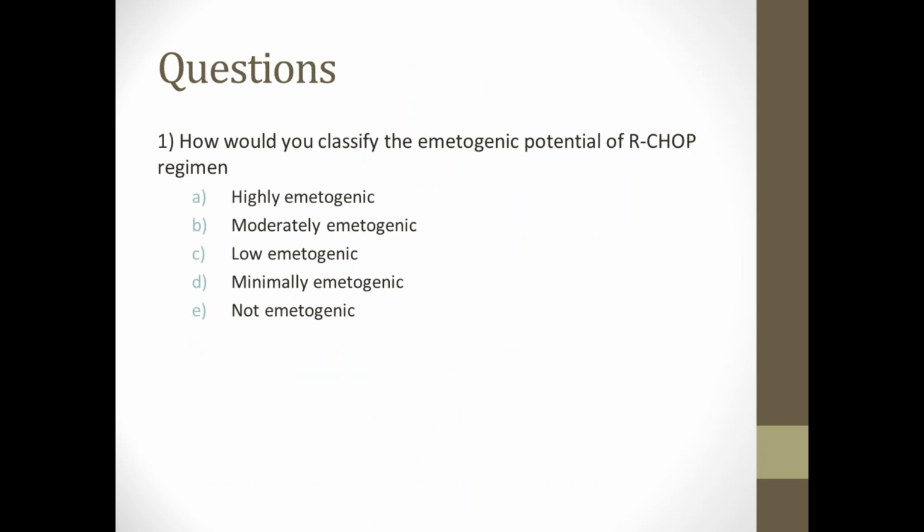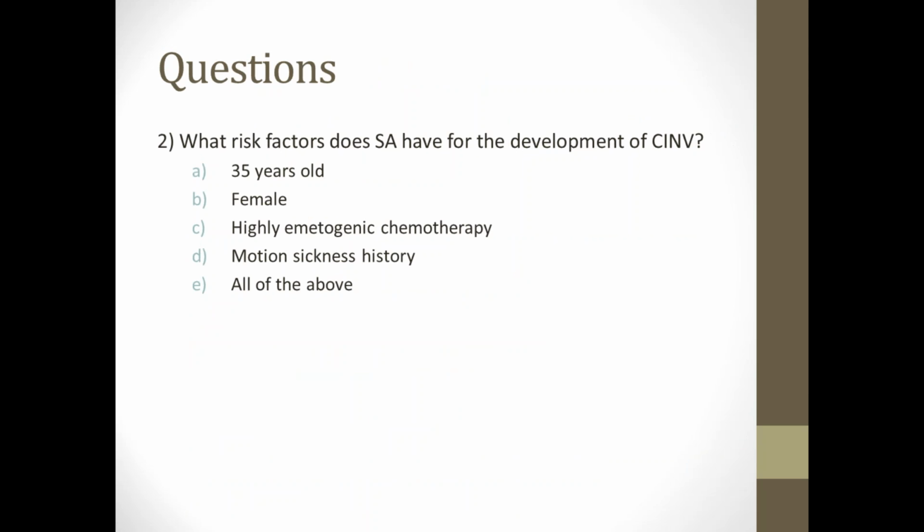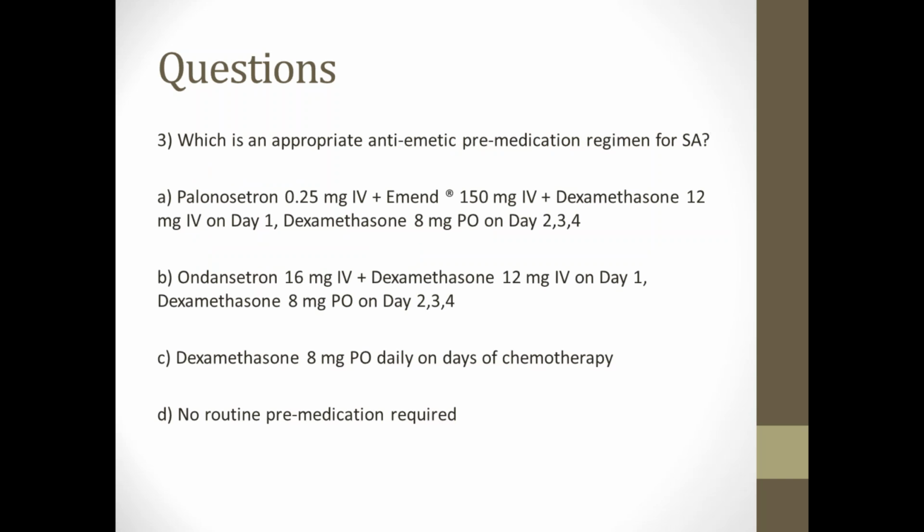So with that being said, how would you classify the emetogenic potential of the R-CHOP regimen? Question number 2, what risk factors does SA have for the development of chemotherapy-induced nausea and vomiting? Which is an appropriate antiemetic premedication regimen for SA?